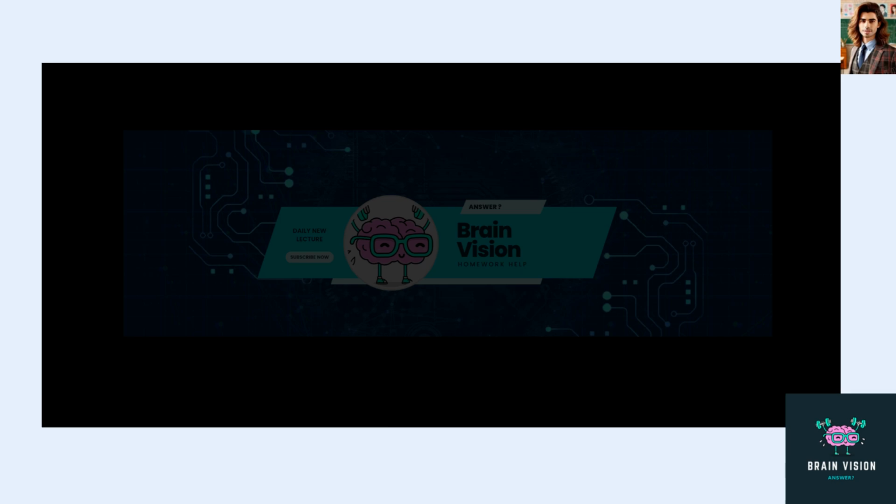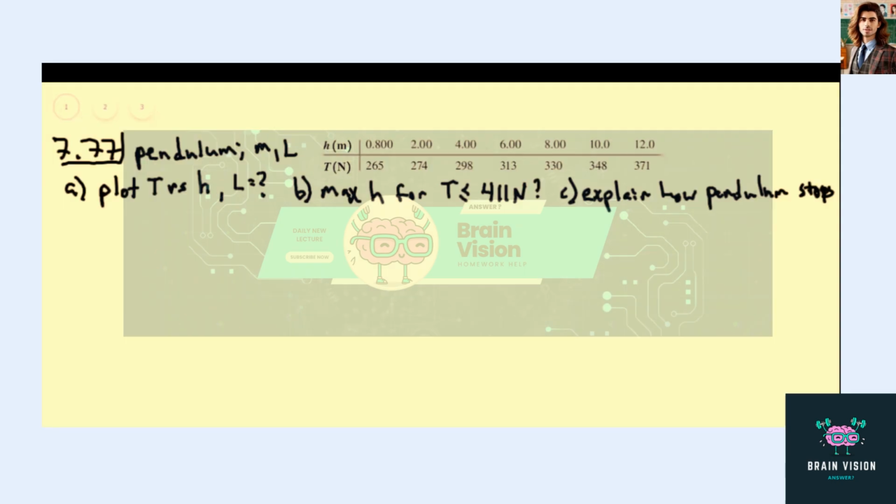Problem 7.77. We're designing a pendulum exhibit for a museum. Such things actually do exist. The pendulum is relatively realistic. It has a mass m and a length L. M doesn't matter. L we're finding in part A.